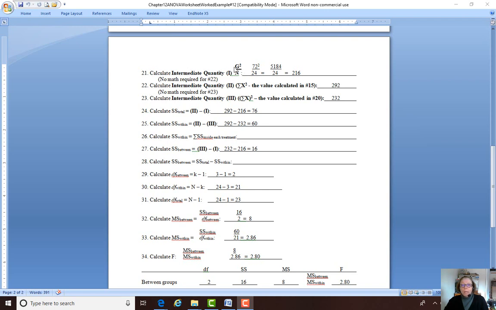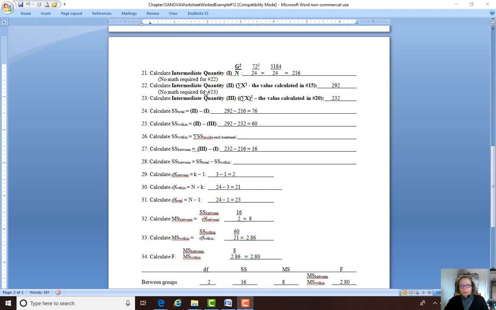You're just taking the grand total of all of the scores from the first sheet, the G grand total, which is 72, squaring it, and then dividing that by the total number of cases, the total number of scores across all three groups, which is 24. And so intermediate quantity number 1 is 216.